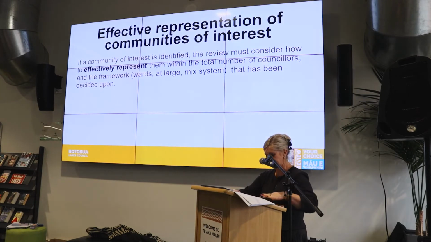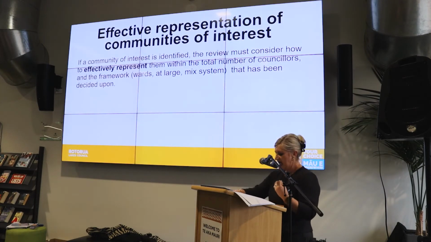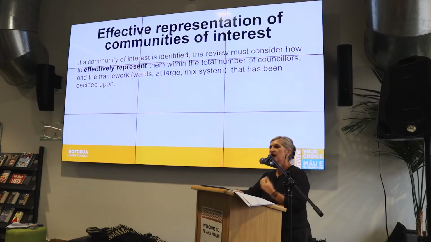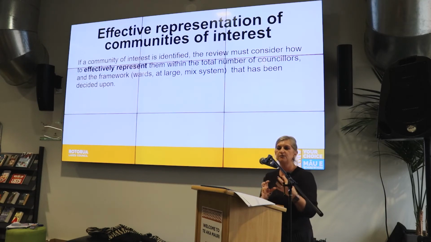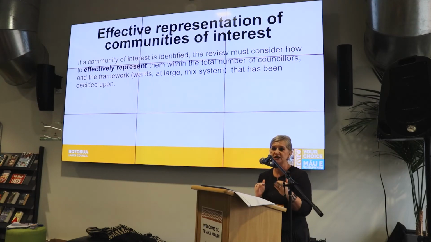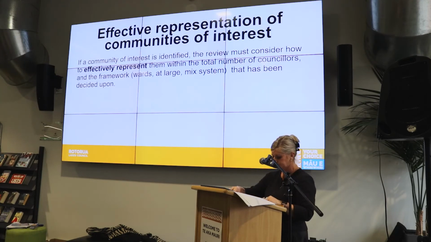Effective representation then starts having a look at, is that voice coming through in a manner that is being represented? And we can have a look at that by how that mix of where people are ultimately going to be voted from. And that's having a look at the splitting potentially of numbers around the council table when all of this is decided upon. And when you're starting to look at that total number of councillors and your framework, you may need to reconsider and ensure whether effective representation is actually being achieved.